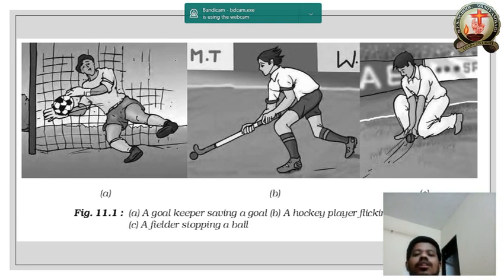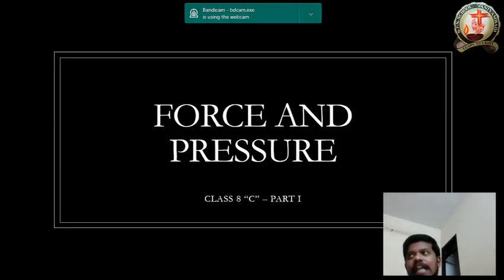So now you might have got a hint. Today's topic and our chapter's name is about force and pressure. Okay, so shall we move straight to the chapter?